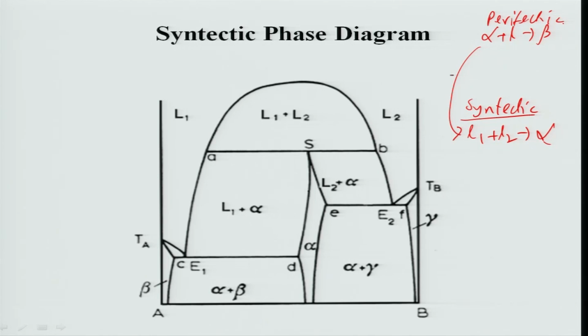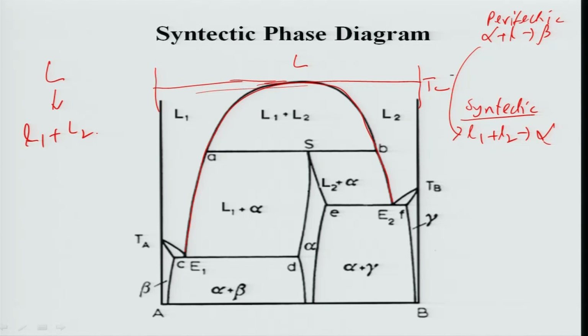Similar to the monotectic phase diagram, it has a dome. You can see this is the dome. The dome is a signature of liquid phase immiscibility. So here also there is a Tc, okay. This is the Tc, above which the single phase liquid is stable, and below this Tc, this liquid L separates into L1 plus L2. This happens at T less than or equal to Tc.